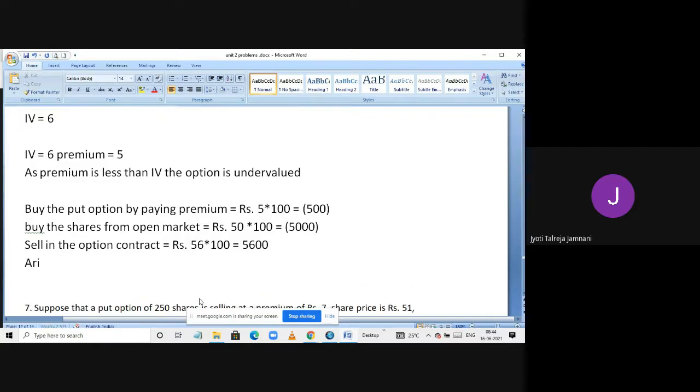So arbitrage gain will be equal to 100 rupees. And if you do the shortcut also, premium minus intrinsic value, 5 minus 6, you get 1 into 100, 100 rupees is your gain. Okay, let's do the last sum if you don't have any doubts in this.